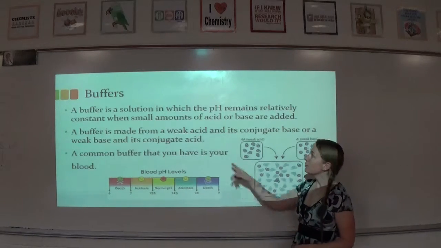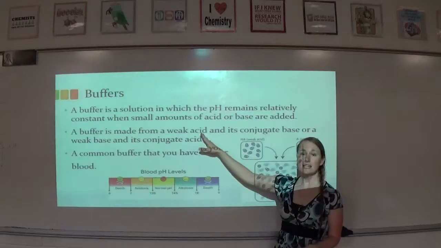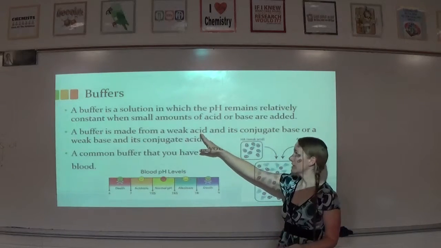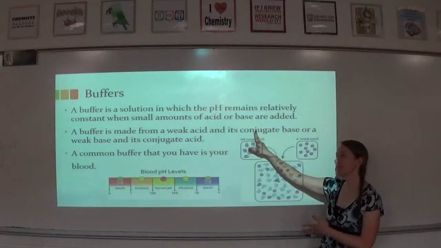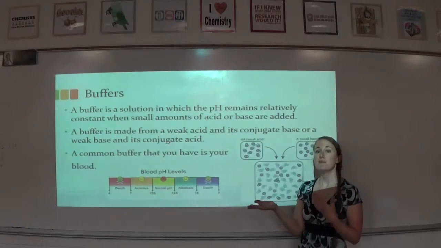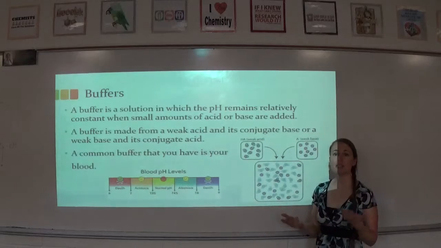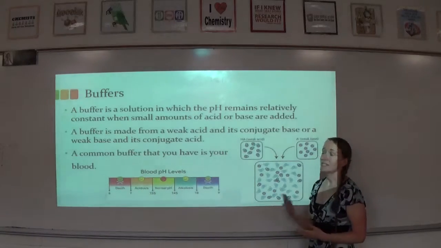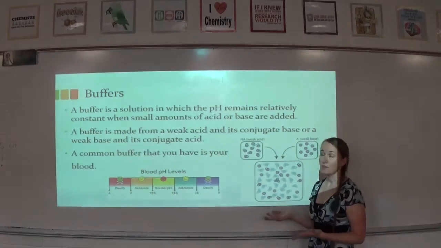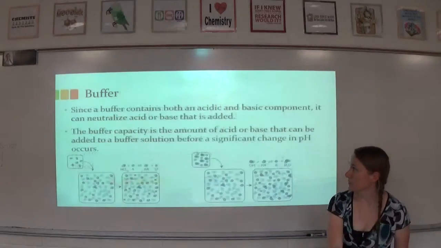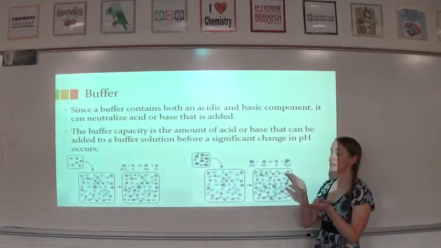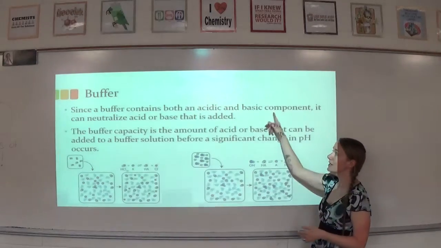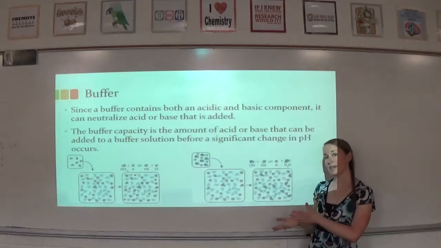You can make a buffer from a weak acid and its conjugate base. Acetic acid is a weak acid, and its conjugate base is acetate. So if I add sodium acetate, then I'll have some of my weak acid, acetic acid, and some of my conjugate base, sodium acetate. That's a way you can make a buffer. So how does it work? It contains a weak acid and its conjugate base, so since it has an acidic and basic component, it can neutralize either acid or base that's added to it.